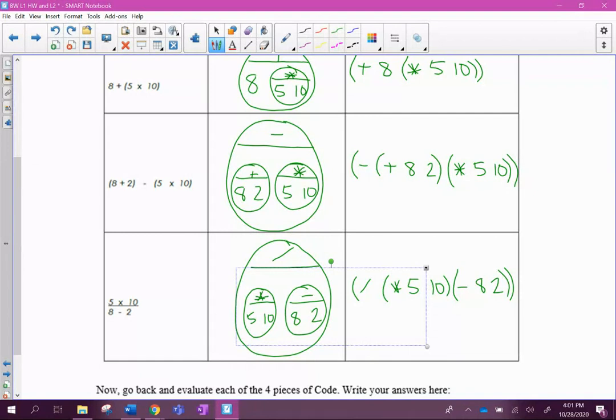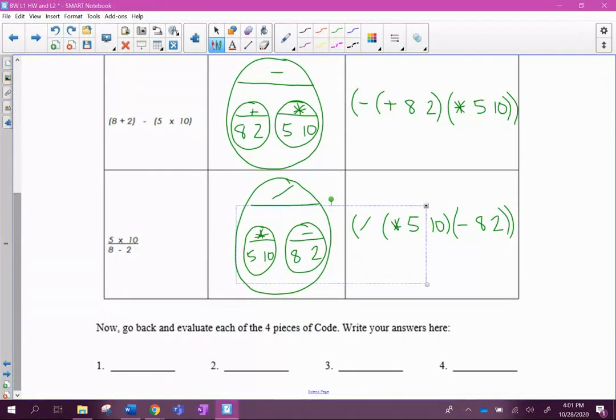Okay? So the very last thing here says, now go back and evaluate each of the four pieces of code. Basically it just wants you to figure out what those actually equal. Number 1, if we evaluate that, that gives us 50. Number 2, if we evaluate, this gives us 58. Number 3, if we evaluate, gives us negative 40. And then number 4 gives us 50 over 6, which is equal to 8.33.